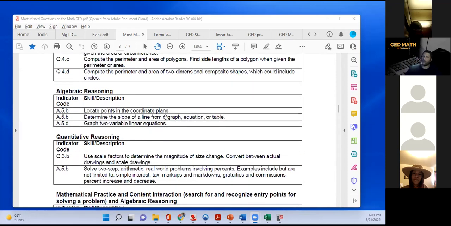So now, determine the slope from a line, graph, equation, or table. We've already done those. So does anybody need me to go over those again?